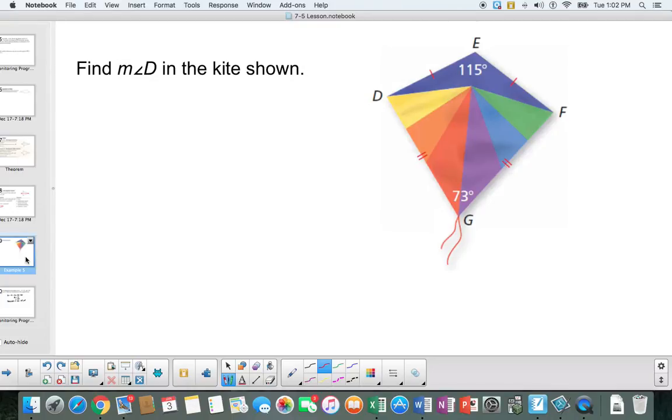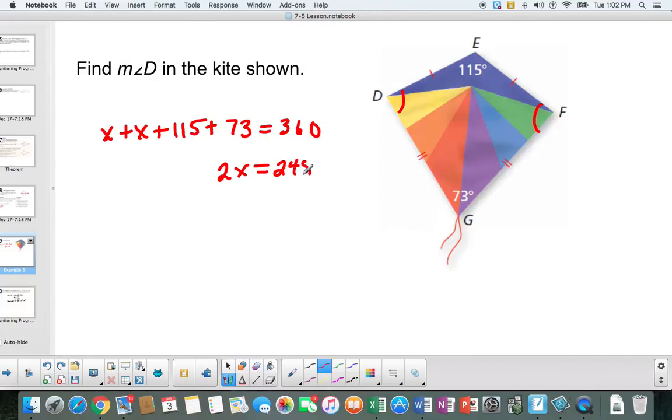Let's take a look at this kite and see if we can find angle D and angle F. Actually, angle D and angle F will be the same because in the kite, two of the angles are congruent. So we know x plus x plus 115 plus 73 have to equal 360, because it's a quadrilateral, they have to add up to that. So 360 take away 188, we're going to have 2x is equal to 245. Now we're going to divide by 2, and each of these angles will be 122.5 degrees.